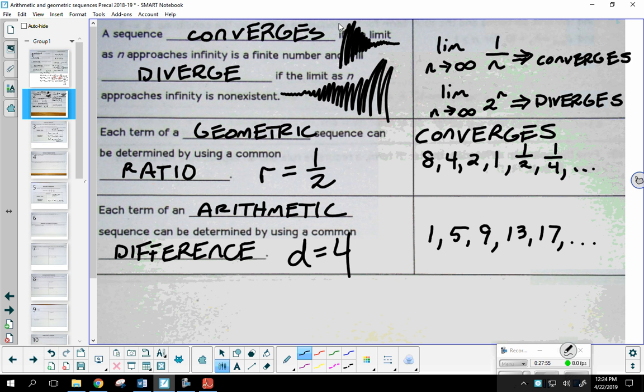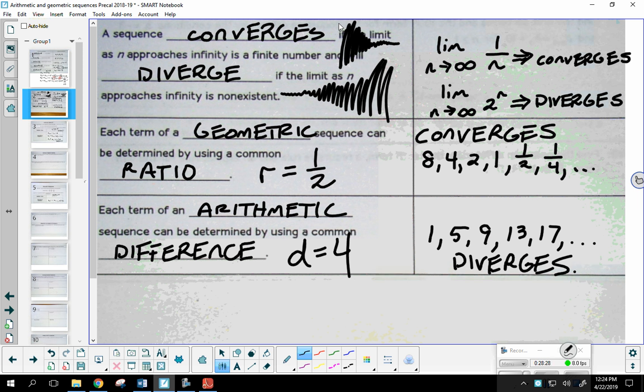Now, if it diverges, that means you don't approach a specific number. In fact, one good rule of thumb is that your sequence is just going to keep getting bigger and bigger. So what's going to happen here? What's 17 plus 4? Plus 4. See, if you kept going, those values are just going to keep getting larger and larger. You could say it approaches infinity, but it doesn't approach a specific number. So this one diverges.